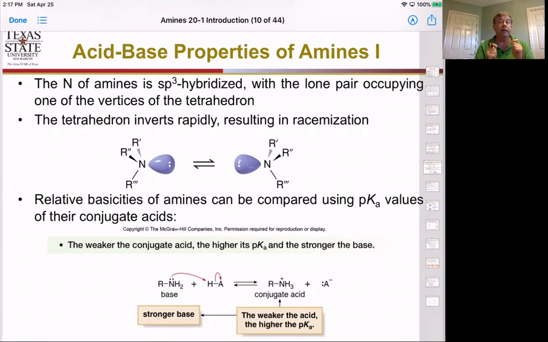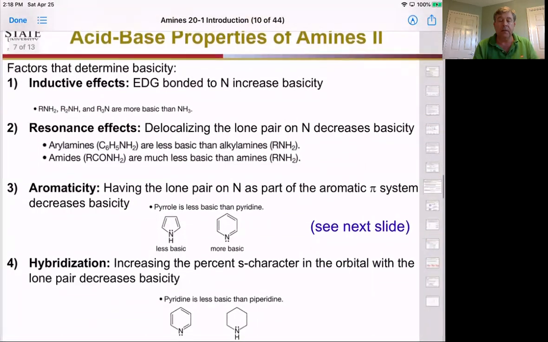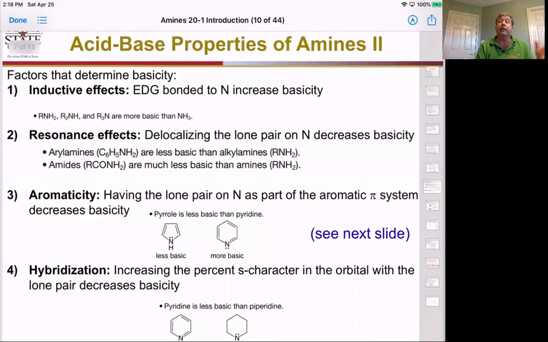So that is analogous to the idea that the higher the pKa, that means it's going to be a stronger and stronger base. So in relative terms, the higher you are on the pKa scale, the stronger a base you are. The lower you are on the pKa scale, the weaker the base you are. So let's use that to our advantage and try to look at some of the different reasons why we can increase or decrease the basicity of these amines.